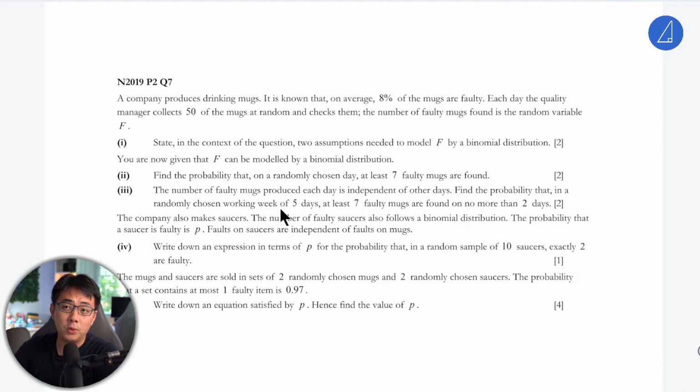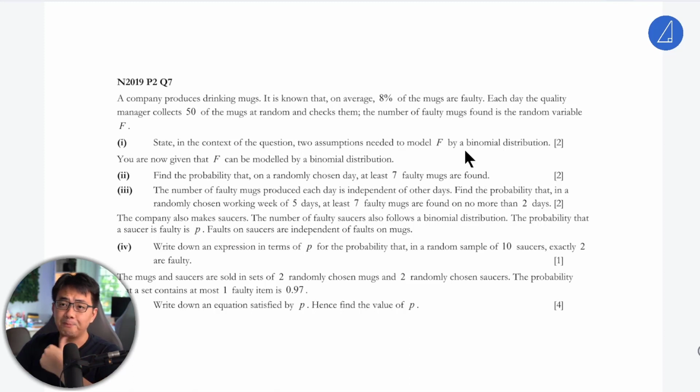Hi students, let's look at this question here, which is on binomial distribution, taken from the H2 Math A-Level paper 2, question 7, paper from the year 2019. A company produces drinking mugs. It is known that on average 8% of the mugs are faulty. Each day the quality manager collects 50 mugs at random and checks them. The number of faulty mugs found is the random variable f. State in context of the question, two assumptions needed to model f by a binomial distribution.